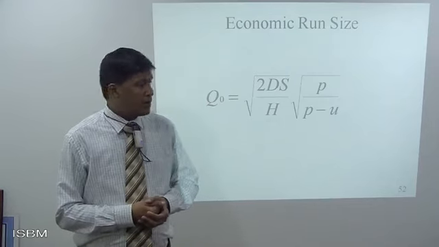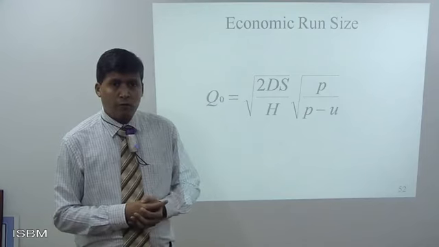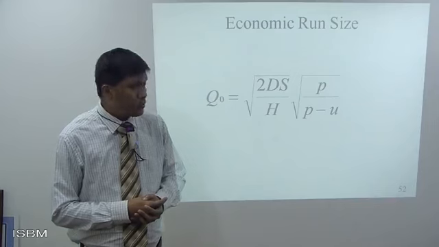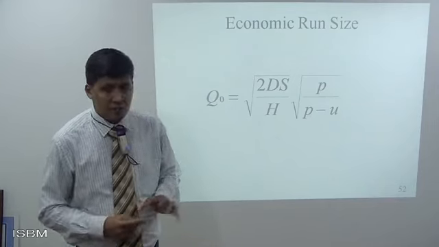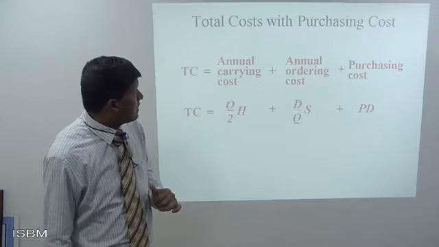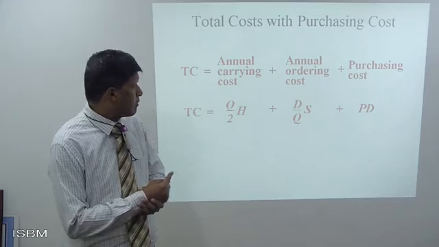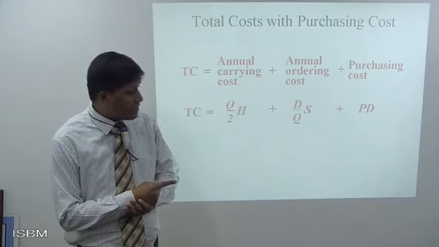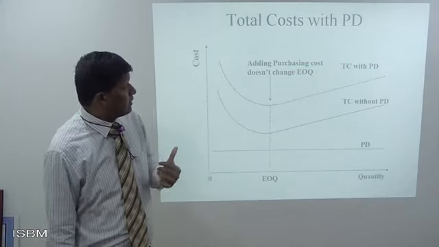Let's look into the economic run size. Q0 is equal to the square root of 2DS divided by H, multiplied by the square root of p divided by p minus u. Let's look into the variables. Variables mean total cost. With purchase cost, it would be annual carrying cost plus annual ordering cost plus purchase cost, and that would amount to total cost.